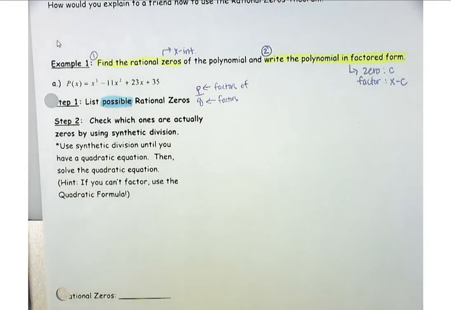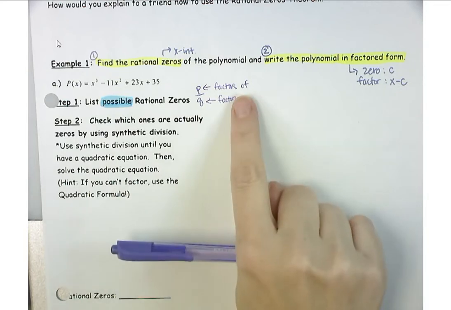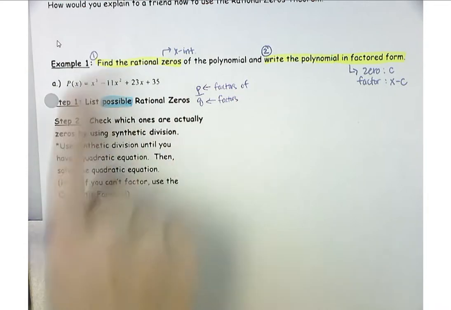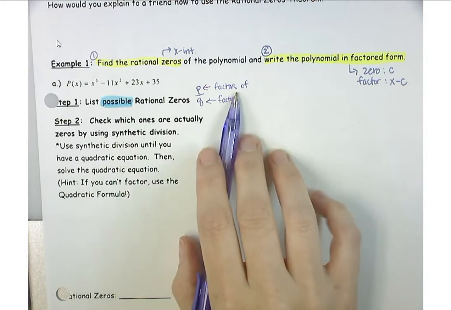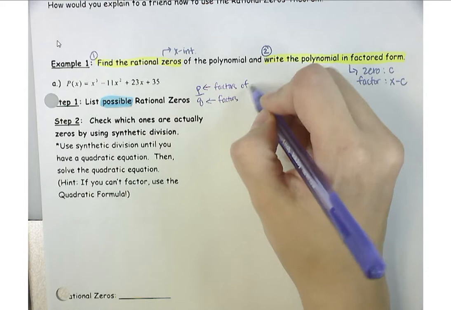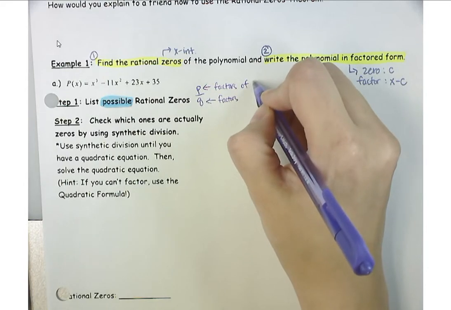Okay, so Logan, for P, those are going to be the factors of what number in my polynomial? The coefficient of x to the third. That'll be the Q. So on the top is going to be the factors of the constant. Yep, which is what for this? 75. Or 35. 35. Yep, good.